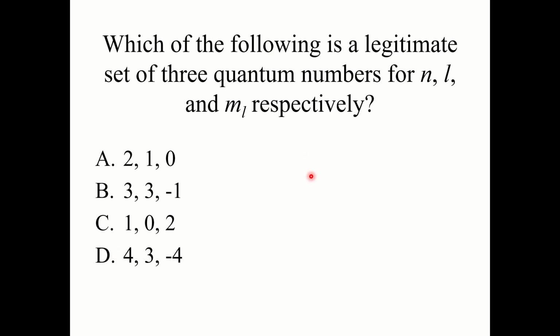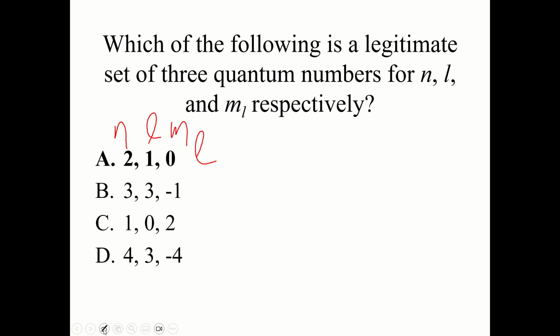All right, another knowledge check question. Which of the following is a legitimate set of 3 quantum numbers for n, l, and m sub l, respectively? The correct answer here is A. A is the only set that follows the rules correctly. If we look at B, remember that the first value is n, the second value is l, and the third value is m sub l.